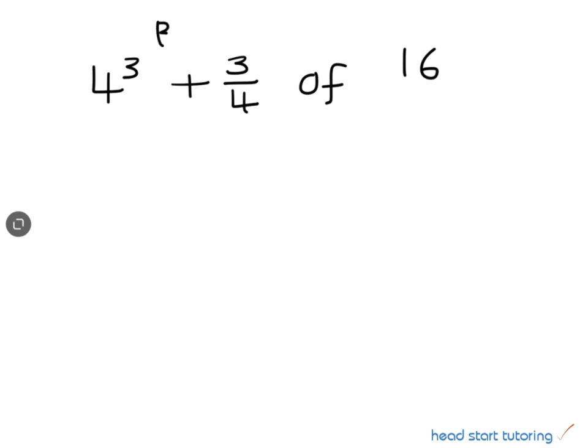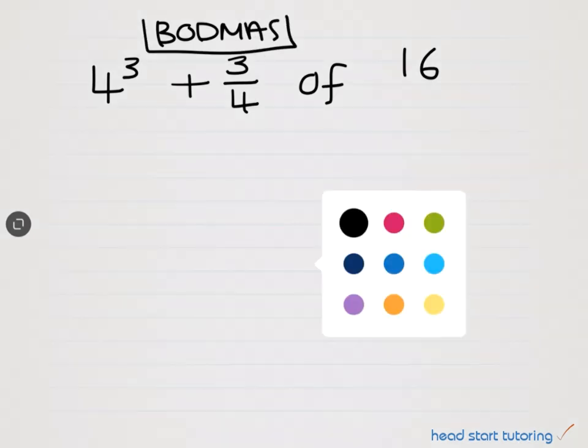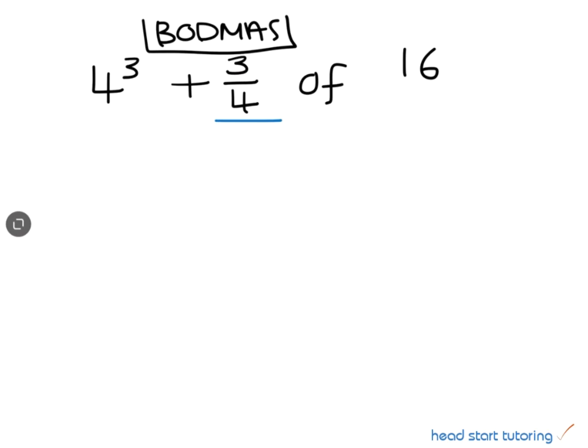Right, in this example, we have got some fractions, and we've got indices as well. So let's first have a look. Do we have brackets? No, we don't. Do we have of? Yes, we do. So the 16 is a bit high up. There we go. So we can put brackets around our 3/4 of 16 to make sure that we work that out first.